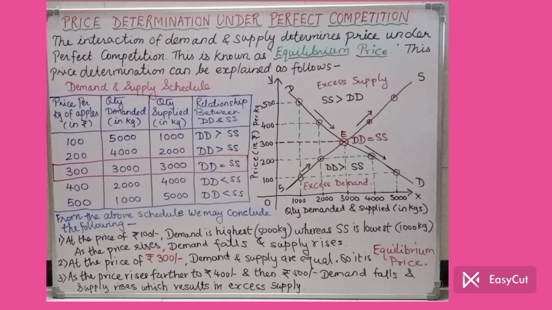So that's it for today. This was our price determination under perfect competition, where we saw the meaning, we saw the schedule, table, and we got the equilibrium point, that is the equilibrium price, which will prevail in the market, where the demand and supply curves intersected, the point where demand was equal to supply. Demand and supply are equal, there we get the equilibrium price. I hope you got this.